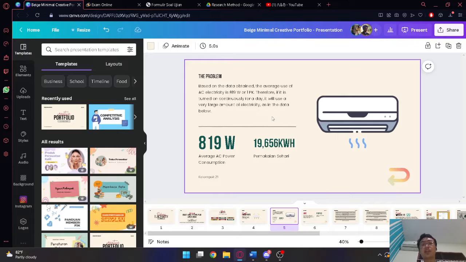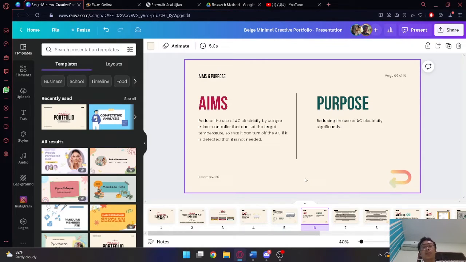Therefore, if it is turned on continuously for a day, it will use a very large amount of electricity, as you can see in the data inside the presentation, where the average AC power consumption is 819 watts, whereas if you use it for the whole day, it will use about 19.656 kilowatt hours.